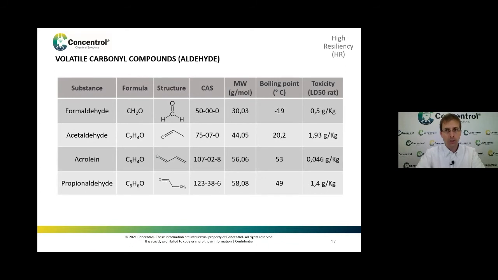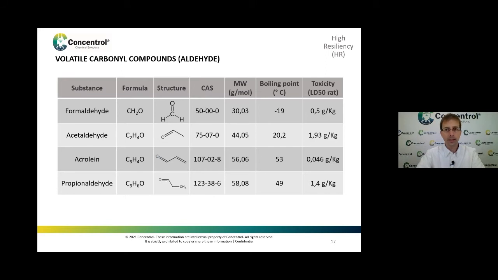Another source of emissions are the low boiling point carbonyl type substances. The most well-known and considered by the industry nowadays are formaldehyde, acetaldehyde, acrolein, and propionaldehyde, and their chemical structures are shown in the table. Look at their boiling point temperatures. They all have boiling point temperatures below 50 degrees.